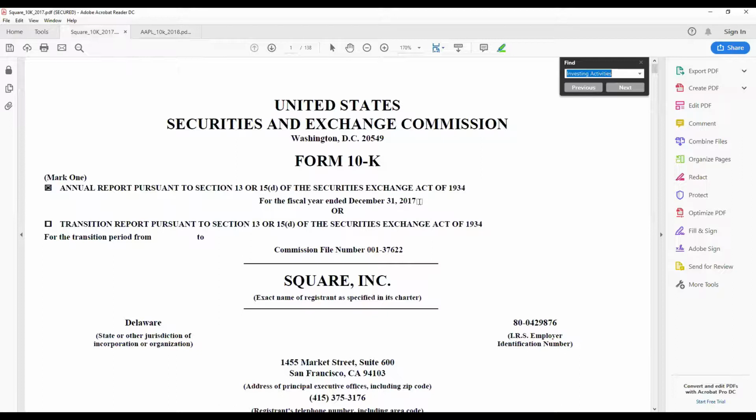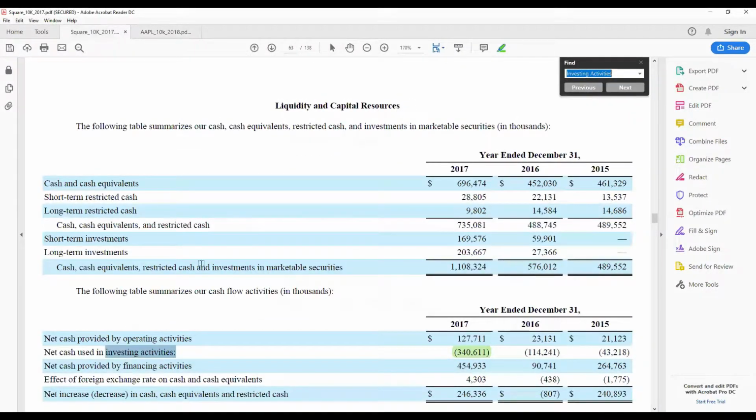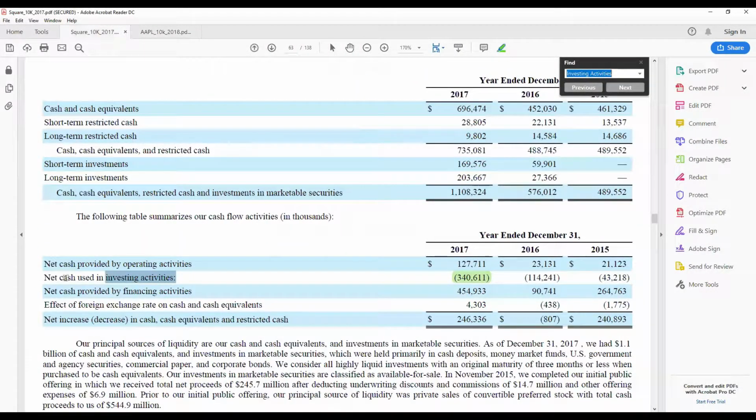So we want to look to see. They probably have a lot of money generating from investing activities, and we want to see where they put their items that we could actually remove. So take a look for investing activities. So let's scroll down. So here we go. The net cash used in investing activities looks like $340.6 million. So $340,611,000. So let's take a look and see what that actually breaks down to.